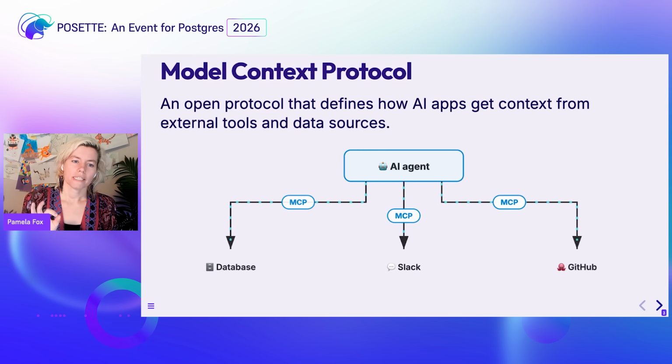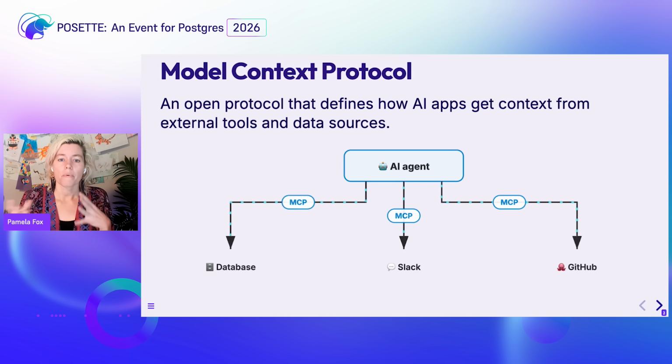So what even is MCP? It stands for Model Context Protocol, and it is an open protocol that defines how AI apps and agents can get context from external tools and data sources. Now, this protocol was first proposed by Anthropic, but then it got adopted by everything, and now it's part of the Linux Foundation. So it is a full, proper open protocol.